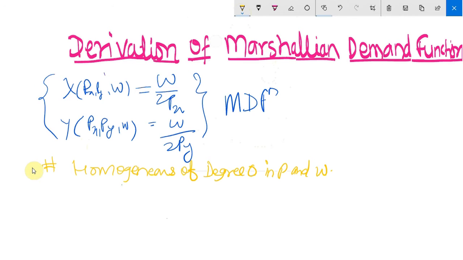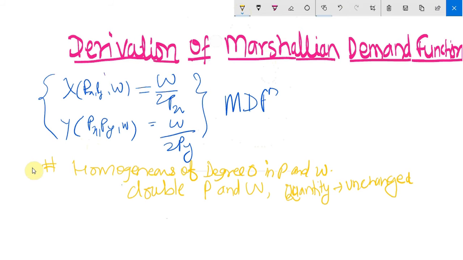So it means that if you double prices and income, quantity demanded remains unchanged. So homogeneity of degree 0 means that if you increase all the variables at the same rate, quantity is unchanged.